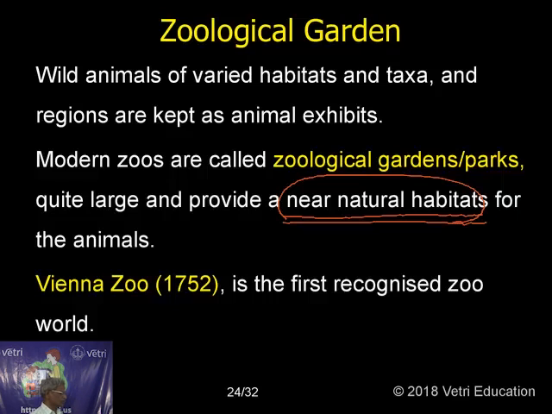Vienna Zoo, established in 1752, is the first recognized zoo of the world. Okay.